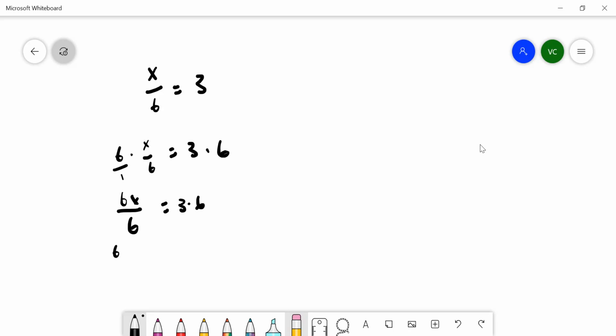And 6 over 6 times x is the same thing as, well, 3 times 6 is 18. And 6 over 6 is 1. 1 times x is x. X equals 18.